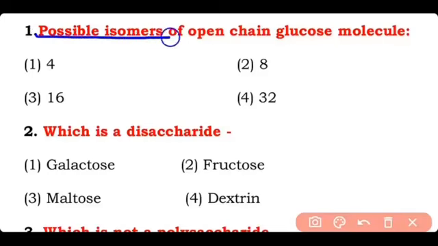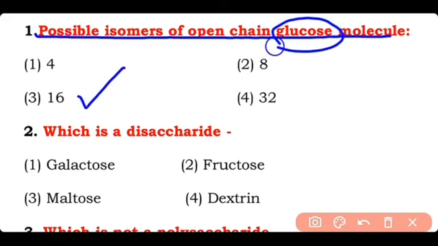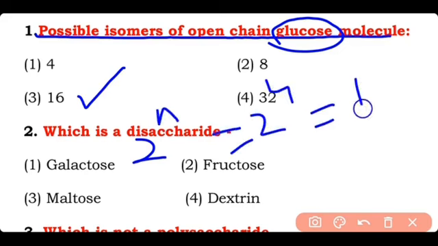Question number 1. Possible isomers of open chain glucose molecule are 4, 8, 16, 32. So correct answer is option 3. Glucose molecule has 4 chiral carbon atoms in its aldehyde form. So according to the formula, 2 to the power 4 is equal to 16. So 16 stereoisomers are possible for open chain glucose.